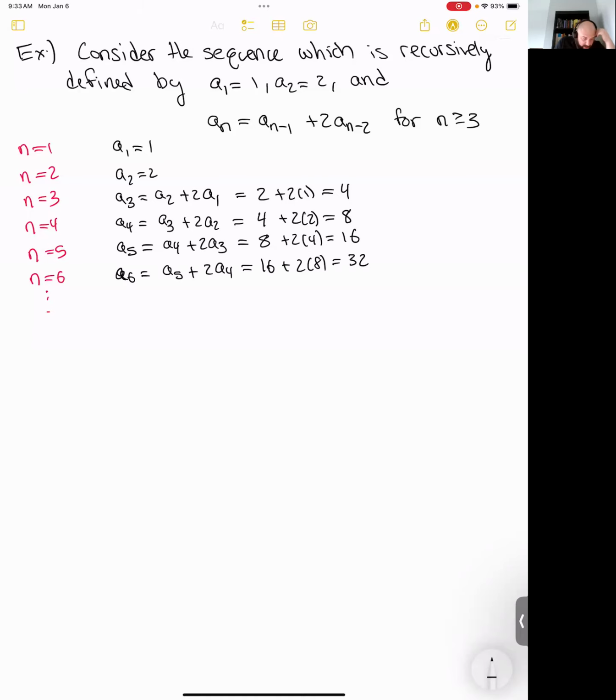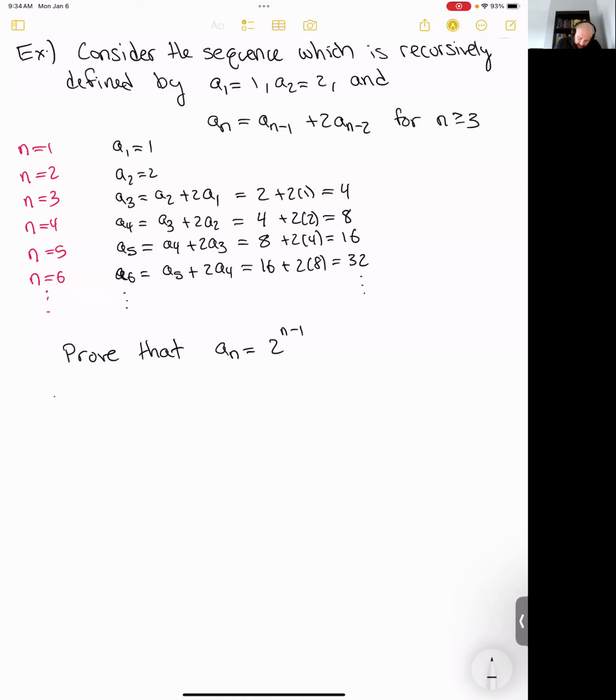Now you notice these are even numbers, but that wouldn't be the right guess as to how to express them. They're not any old even numbers. They're actually powers of 2. And the first one's not even, it's 1, which is a power of 2. So we're going to prove that a sub n is equal to 2 to the power n minus 1. This time I won't do the sketch. I'm going to go right into the proof.